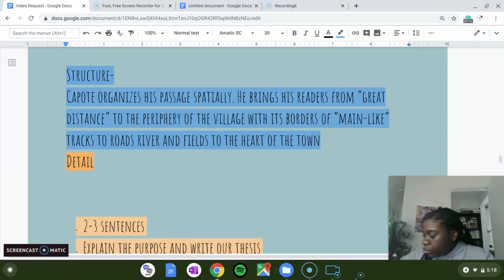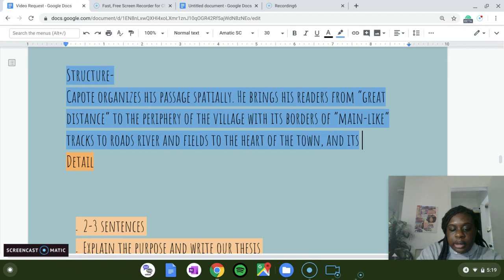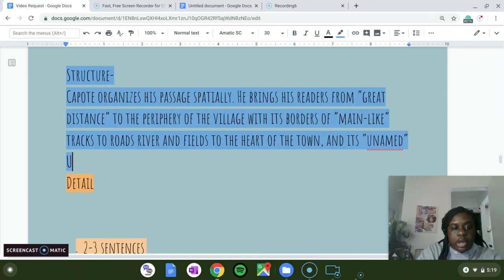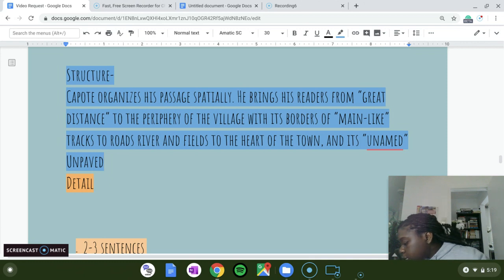And then let's continue. And its unnamed, unpaved streets.